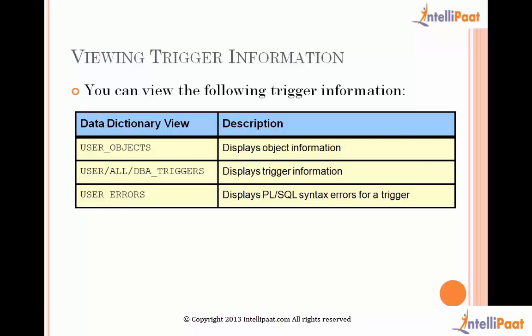So next they are saying view trigger information. Where can you see the trigger information? There is a data dictionary called USER_OBJECTS. So you can see the object level information, I mean, the trigger name, which schema it belongs to, when it was created, etc. USER_ALL_DB_TRIGGER will display the trigger level information. And USER_ERRORS, so you can see if a PL/SQL syntax error is there. So these are the 3 data dictionary views you can make use of. Okay.